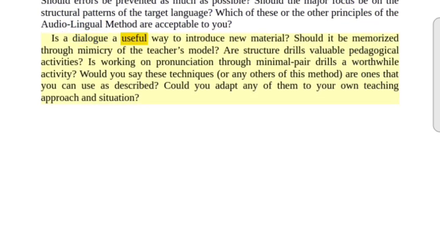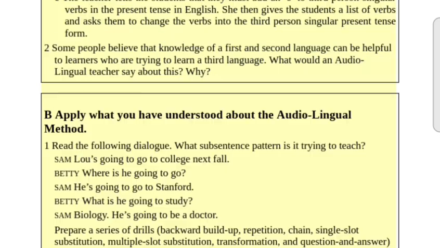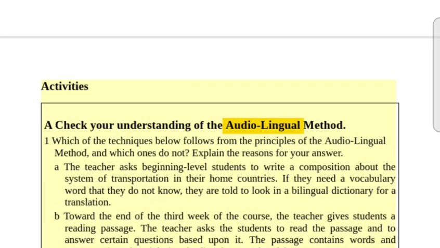Is a dialogue a useful way to introduce new material? Should it be memorized through mimicry of the teacher's model? Are structure drills valuable pedagogical activities? Is working on pronunciation through minimal pair drills a worthwhile activity? Would you say these techniques or any others of this method are ones that you can use as described? Could you adapt any of them to your own teaching approach and situation? Activities that check your understanding of the audio-lingual method.